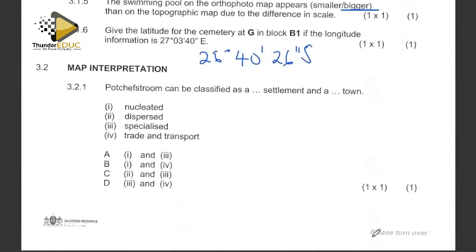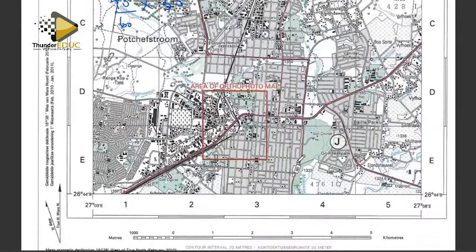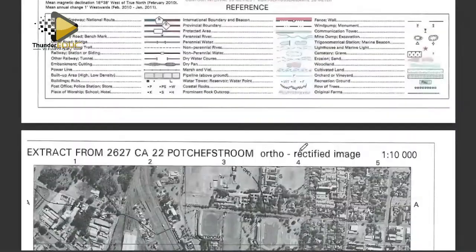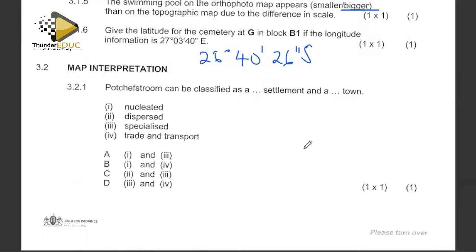So coming here, if we are classifying it as a settlement according to the map that we are seeing here, this is our Potchefstroom. You are seeing the nature of the buildings. If you take one part here, which has been orthophotoed, you can see the nature of the buildings there. So can we say it's dispersed or clustered? Then what kind of city is it? Right, so it's nucleated and it's specialized. It's an academic city, so it's specialized. So it's item 1 and item 3.